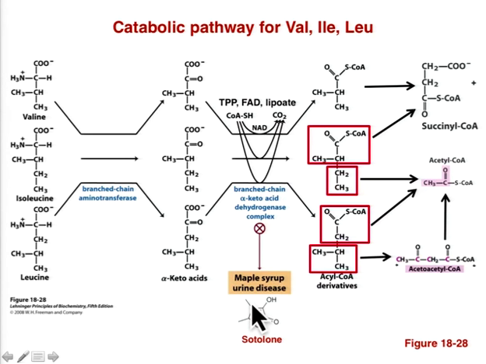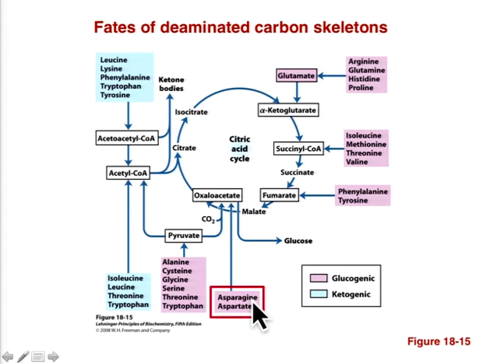Right, and so that's the reason that people that have a deficiency in this disease have this peculiar aroma. They smell like a maple tree walking around. And that's because they have this sotolone hanging out in their bodies, because their bodies cannot feed these carbon skeletons into energy generating pathways. This is an aromatic volatile compound. Maple syrup urine disease. Back in the old days, they used to taste and smell, just so you know. But luckily, doctors don't have to do that anymore.